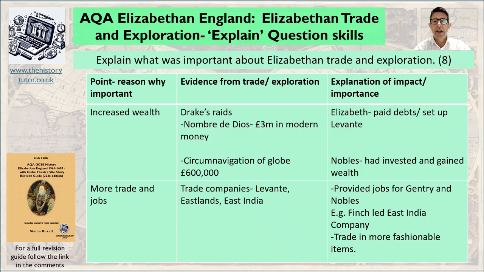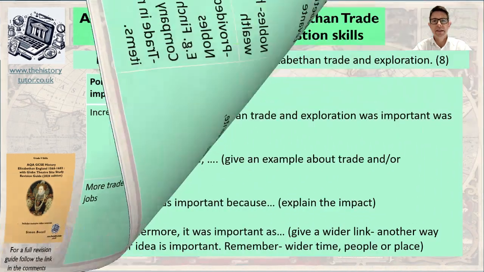Secondly, you can think about more trade and jobs. So trade companies like Levant, Eastlands, India, they're all set up based upon exploration. So this is going to provide jobs for gentry and nobles. So Finch led the East India Company, and you're going to have more trade. So gentry people are obviously off exploring, like Drake and Raleigh, but more people are going to be on boats. They're going to be traveling around. They're going to be setting up merchant companies. It's going to equal lots more money flowing into the country.